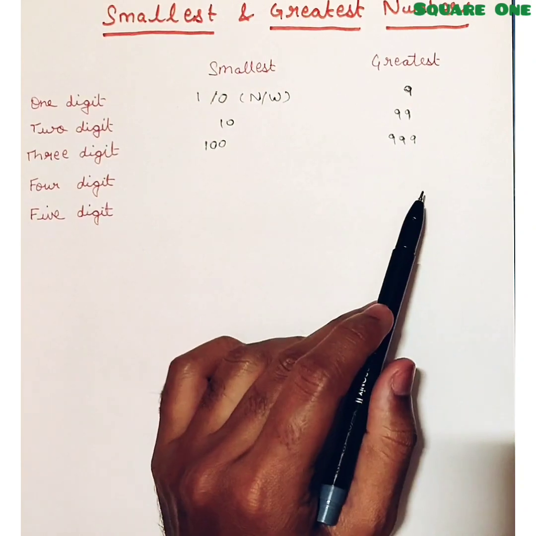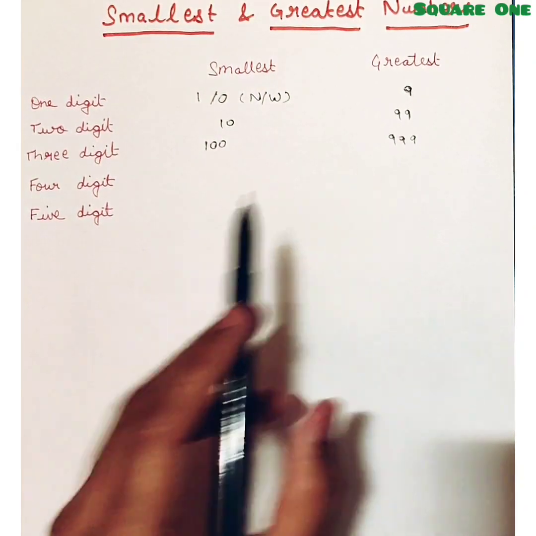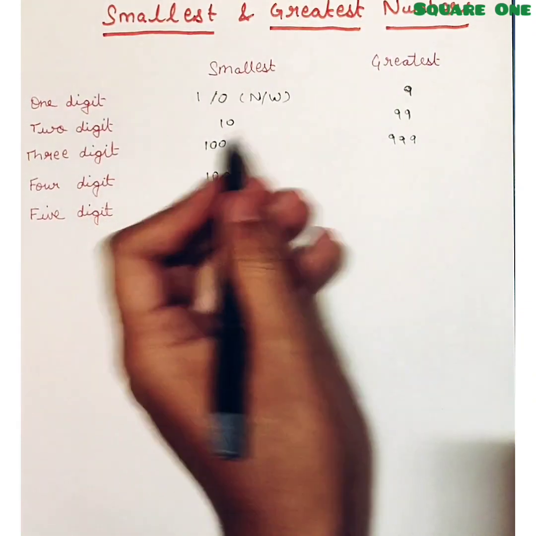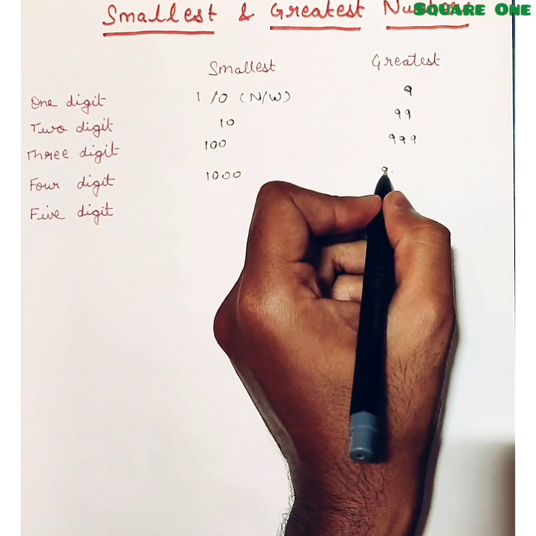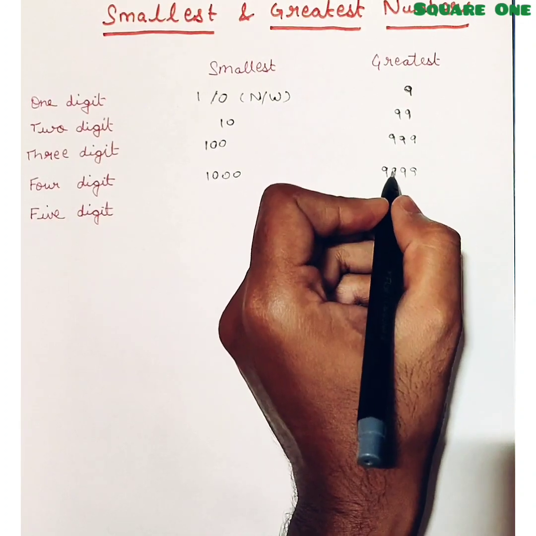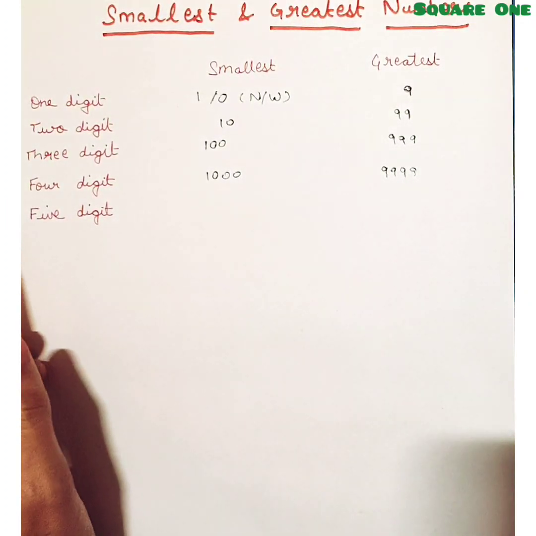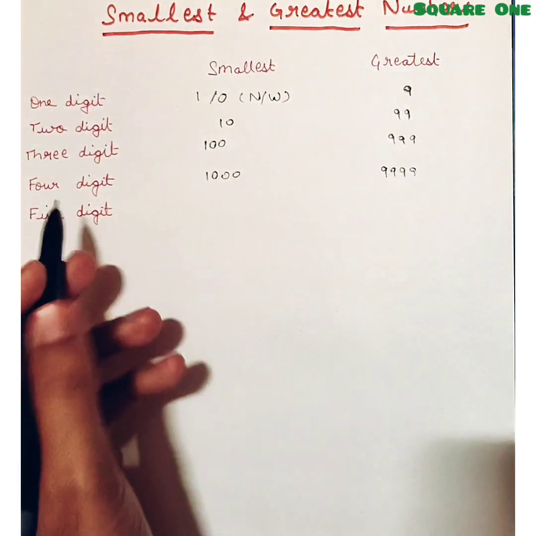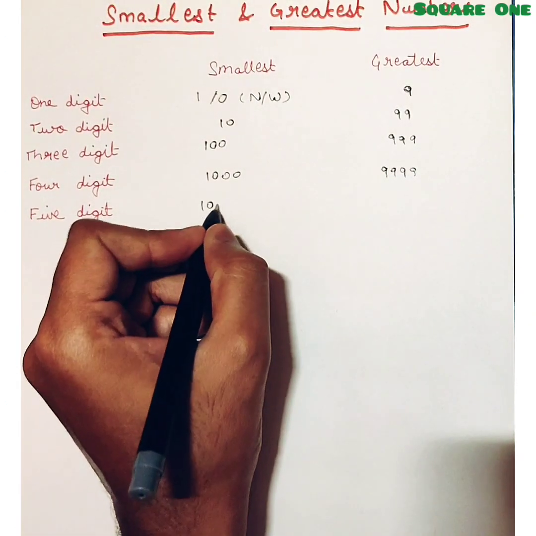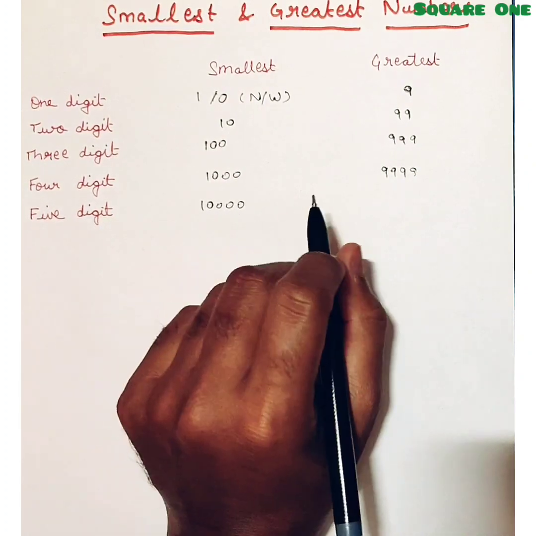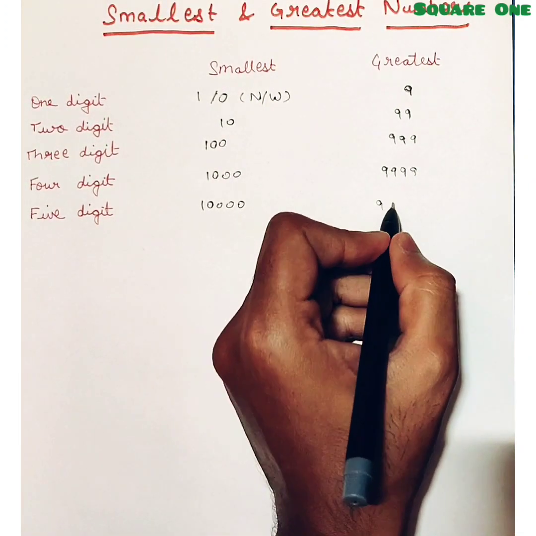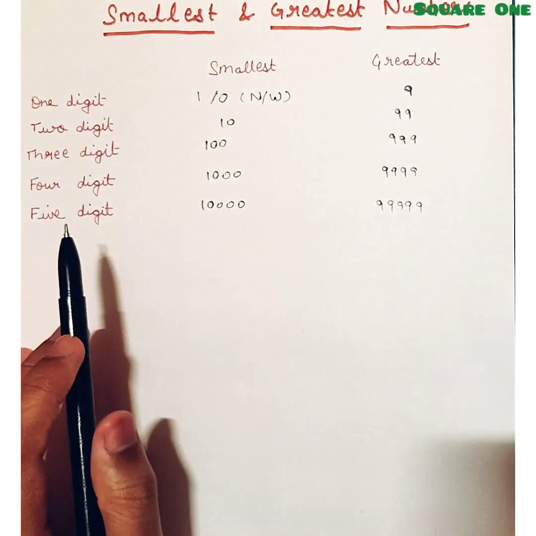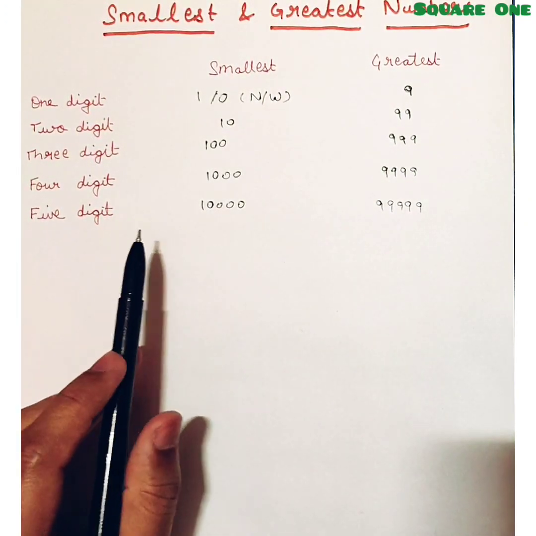Again, if I add 1 to 999, I get the smallest 4-digit number, which is 1000. The greatest 4-digit number is 9999. Again, if I add 1 to the greatest 4-digit number, I get the smallest 5-digit number. So the next number that we get is 10,000, and the greatest 5-digit number is 99,999. In a similar way, we will get the smallest 6-digit number, which will be 1 lakh.